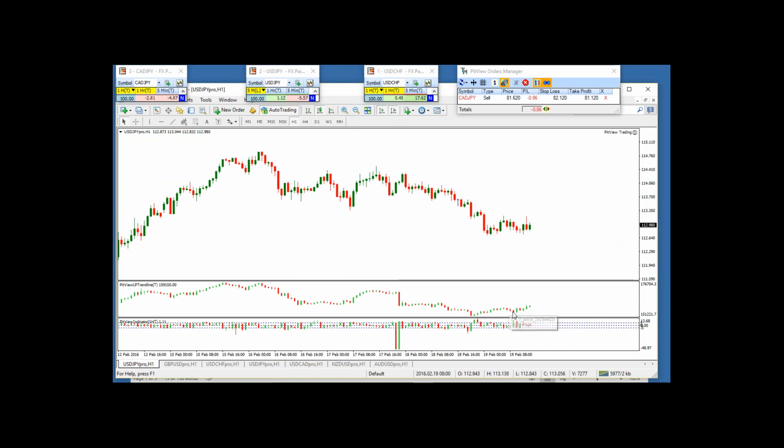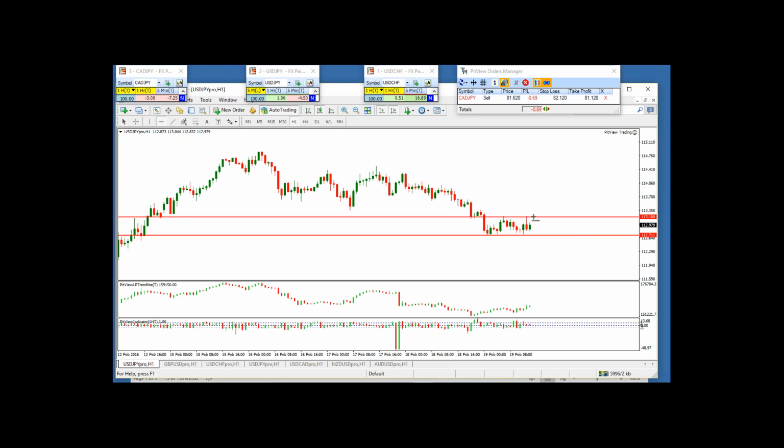You can see dollar yen, especially going into the news, was starting to make this little double bottom right over in here. So much like that CAD yen was making that double bottom, and it's starting to sell off a bit, and you can see where this consolidation has occurred right in here at about the 113 level.